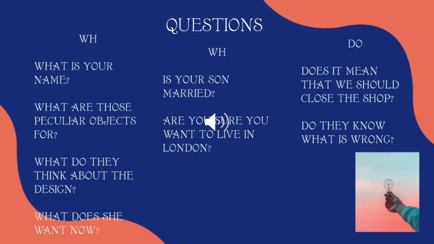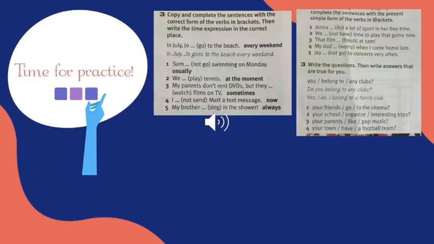The second type is when we use verb to be in front. Sorry for the typo. The first one, is your son married? Only one son, right? So we use is. Or, are you sure you want to live in London? You is the subject, so we use are in front. Also, for the question that begins with verb to do, we use according to the subject as well. Does it mean that we should close the shop? Do they? Next, this is the special case.